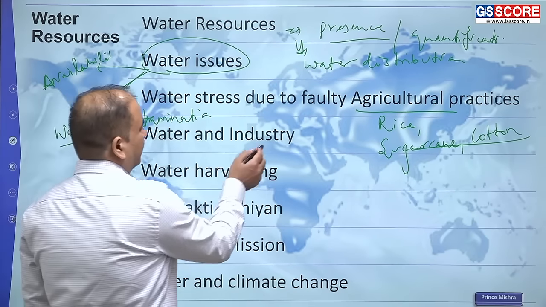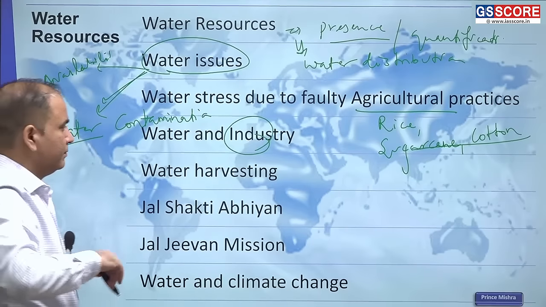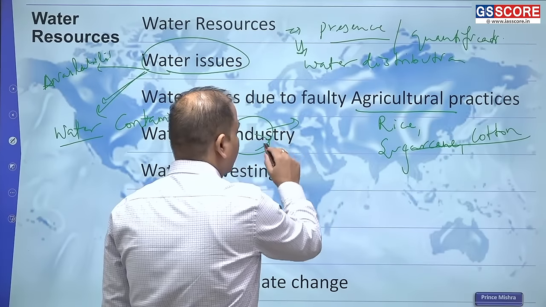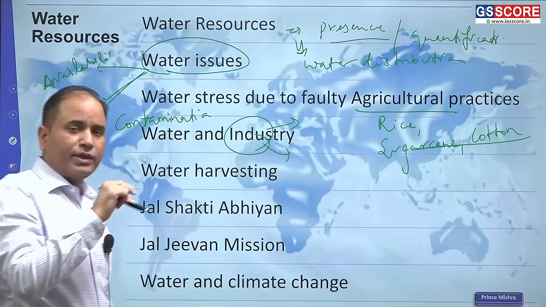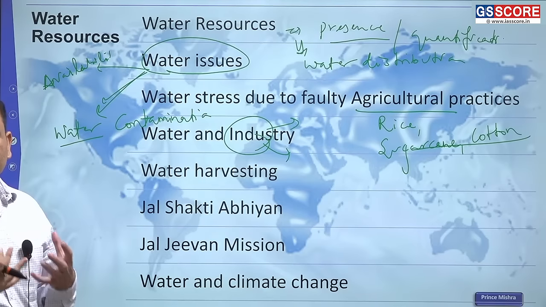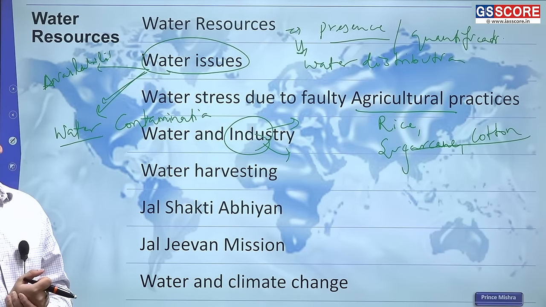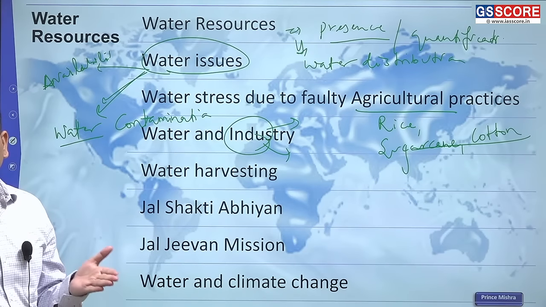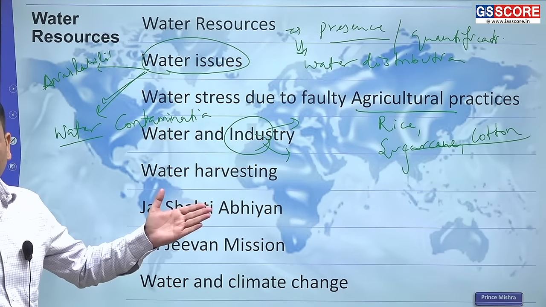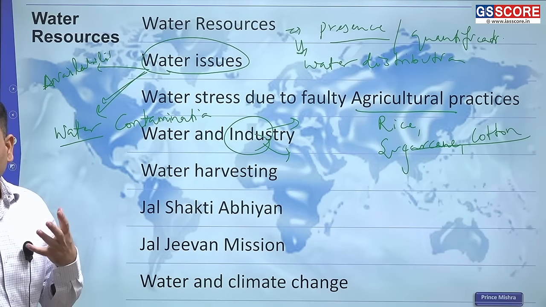Then how is industry affecting the availability of water? Some of the metallurgical industry, jute industry, and sugar industry are water-guzzling industries. They require more and more quantity of water. When we are already facing water issues in our country, the availability is getting affected. So if industrial use is higher, obviously the water problem will continue.